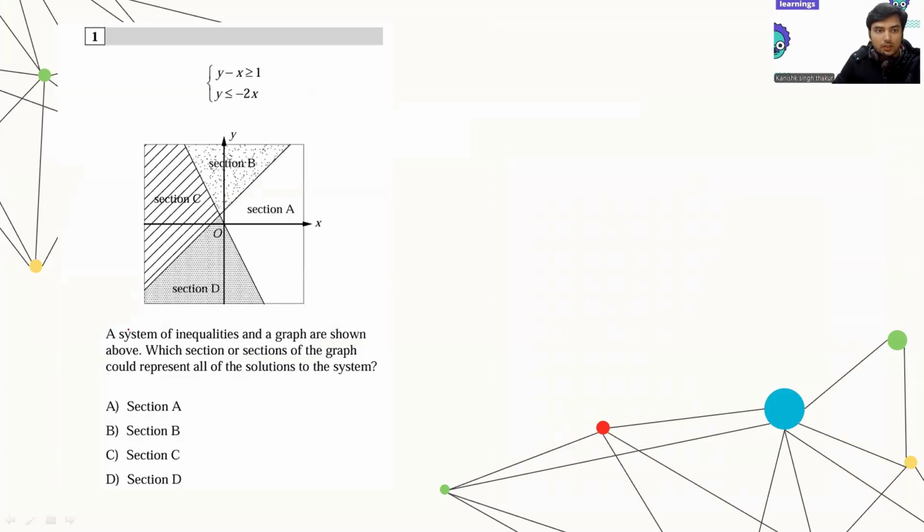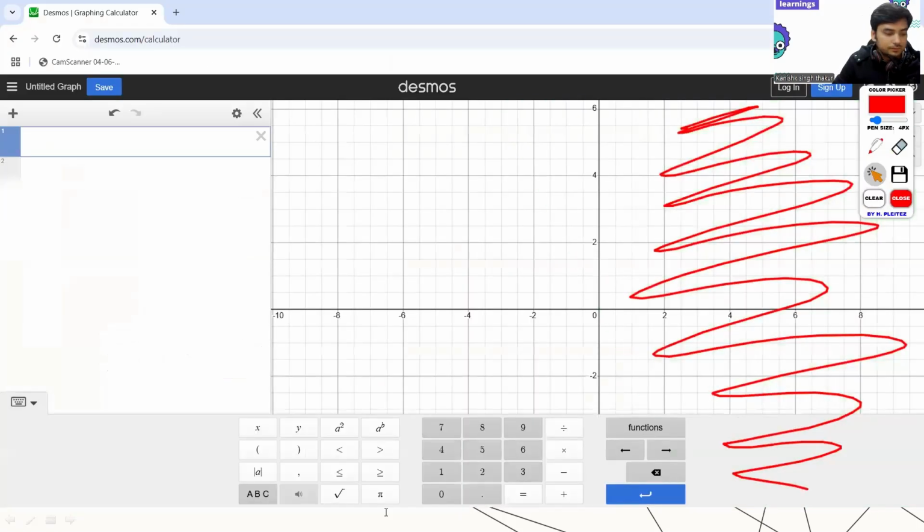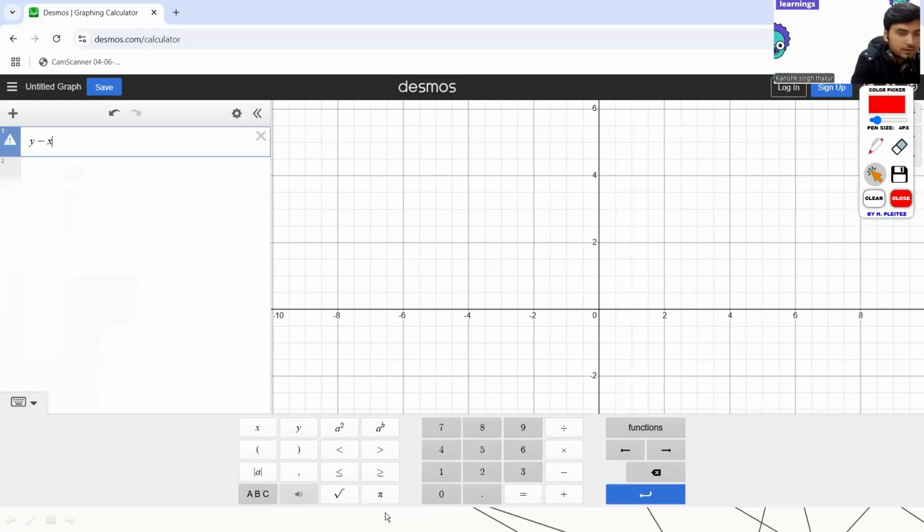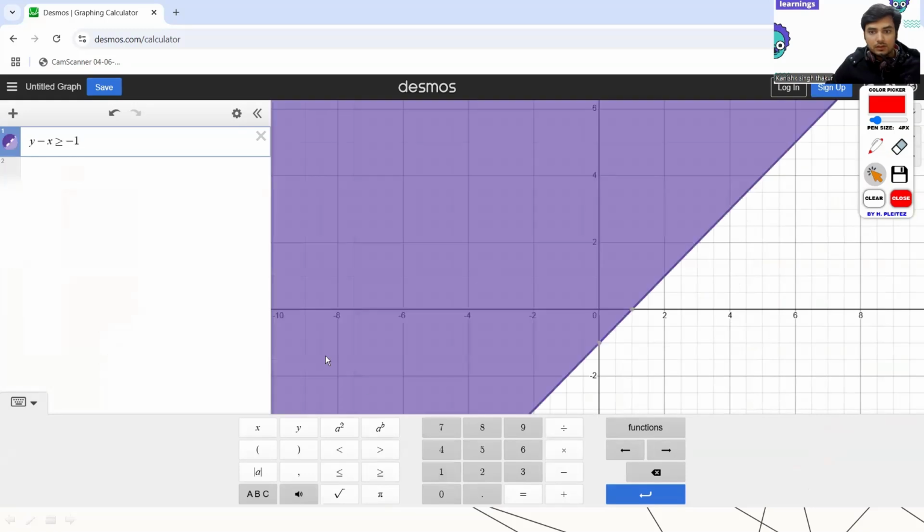Okay, so let's do this question. A system of inequalities and a graph are shown. Which section could represent all the solutions of the system? So y minus x greater than or equal to minus 1. Let's do, which is y minus x greater than or equal to minus 1. This is what it is.